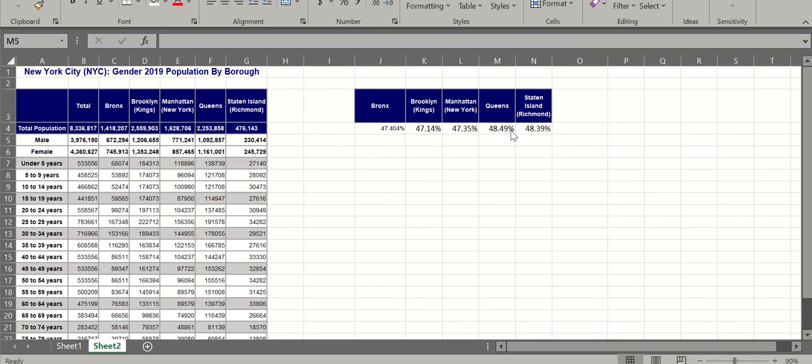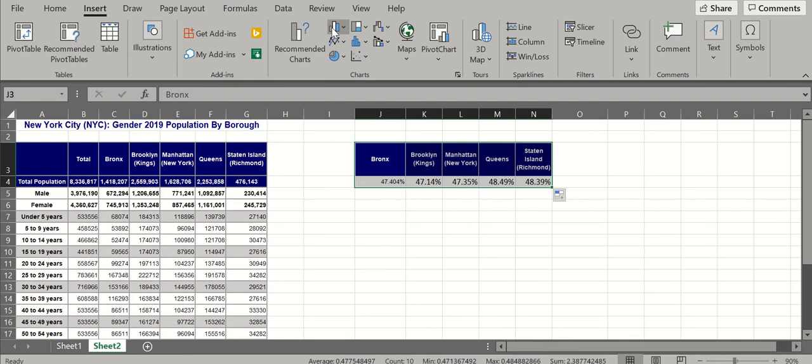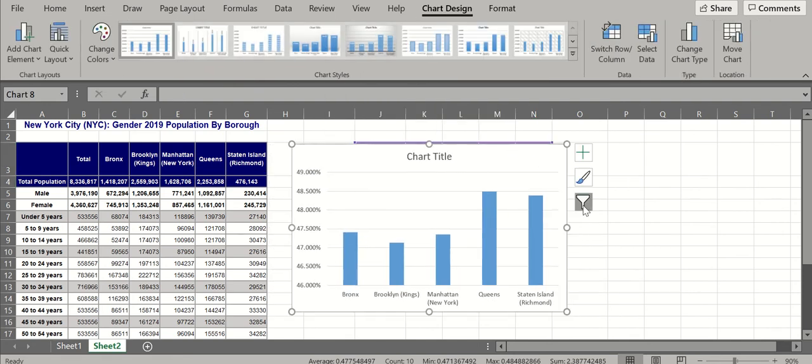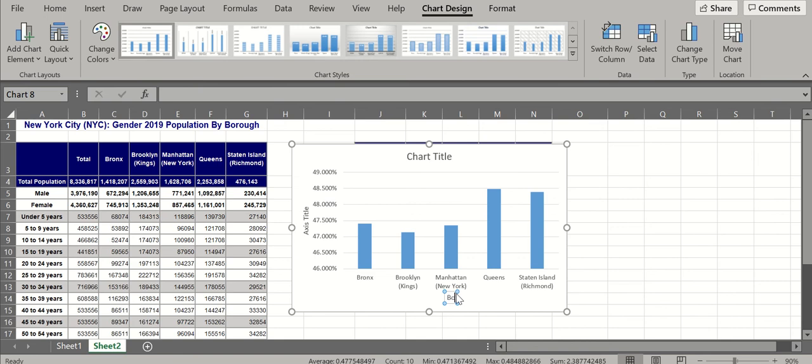When you calculate for all of them, you should get something similar to this, right? Around 47, 48%. Now we're going to create a bar chart from this. So what you would do is you highlight, insert. This is your bar chart, right? Here it created your bar chart. So you see that in Queens, Queens has the highest percentage of males to females ratio, right? Brooklyn has the least, right? Again, this is incomplete, so you would label your axis. This is your borough. This is your percent.